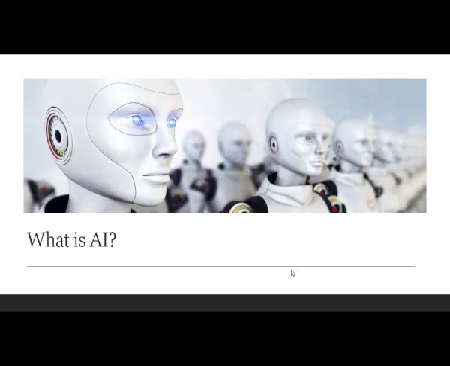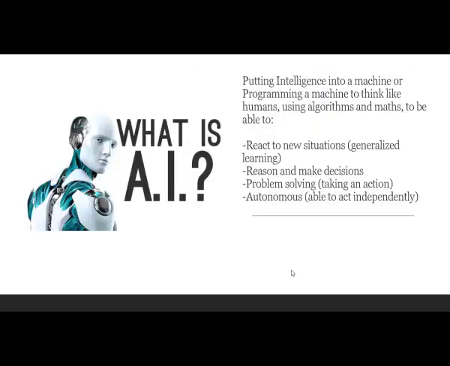So, what is artificial intelligence? Artificial intelligence is defined as putting intelligence into a machine or programming a machine so that it's able to think pretty much like a human can do. Now, how do we do this? We use complex algorithms, you use maths and statistics to be able to make a machine intelligent, more or less like a human. Now, what are the criteria to make a machine intelligent or artificially intelligent?